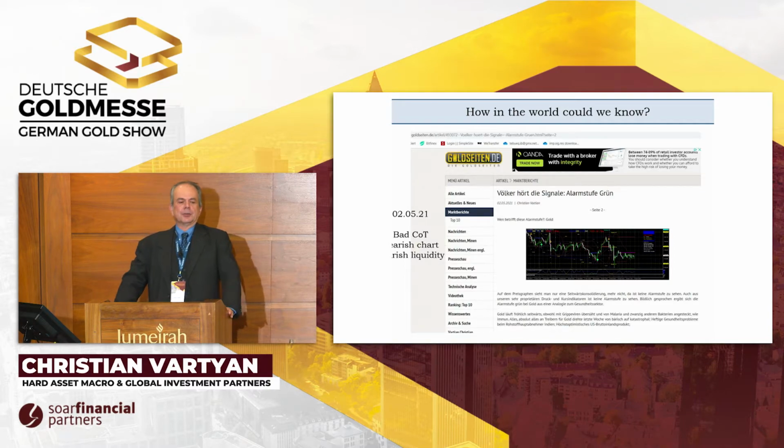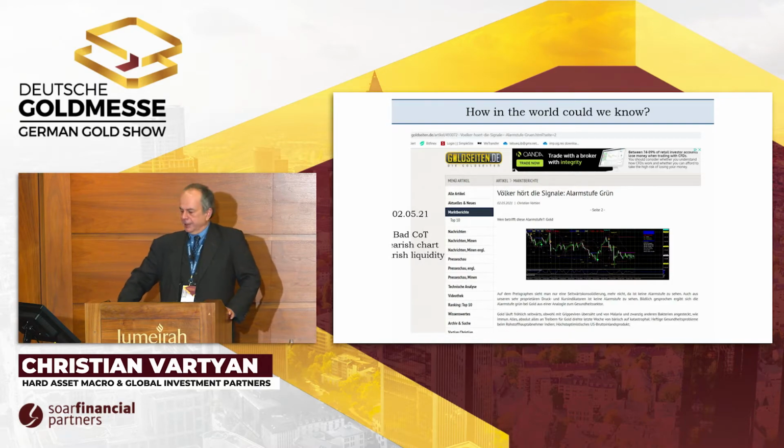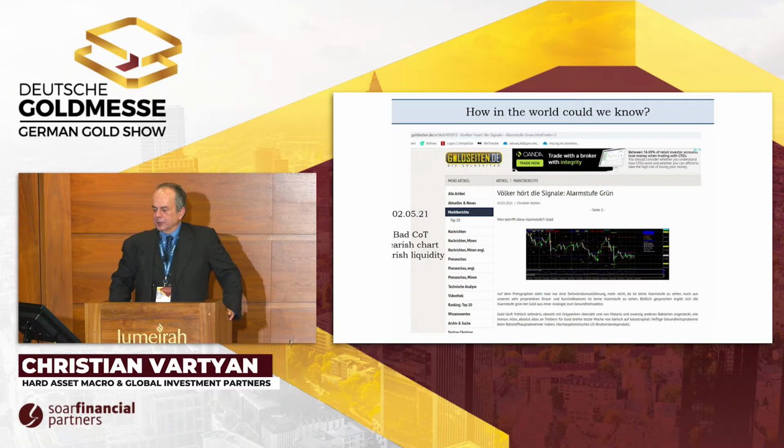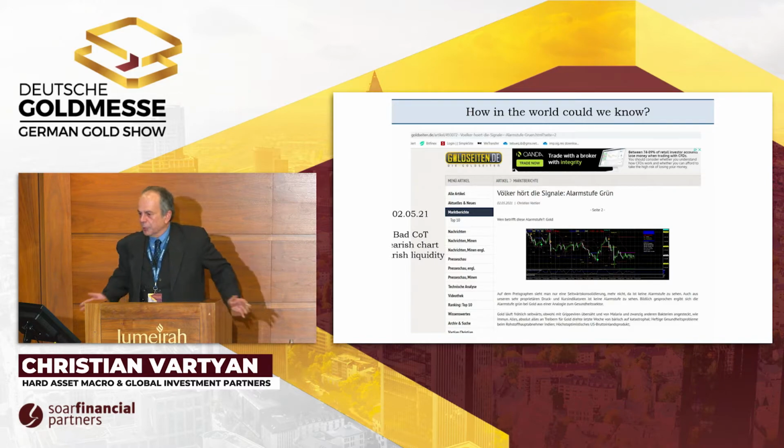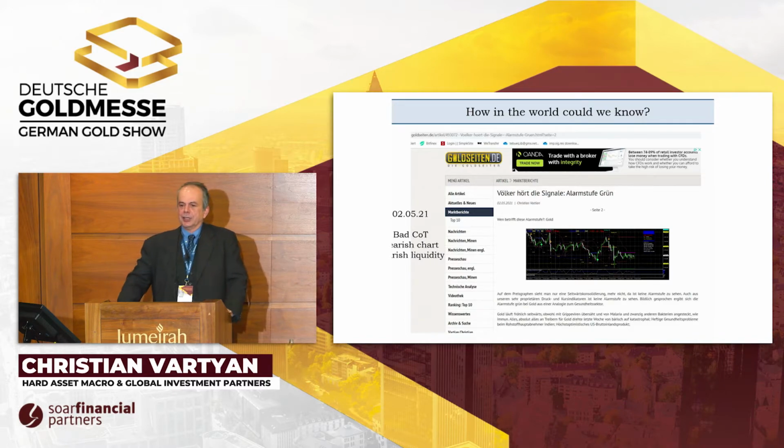Okay, now we come to a different set of indicators. Now it's gonna get more funny. I don't know if everybody here knows what Goldzeiten is. Every German speaker knows it. Goldzeiten is basically almost the size of Kitco in the German-speaking world. So it's smaller than Kitco because the German-speaking world is smaller than the English-speaking world. But it's really a standard, okay?